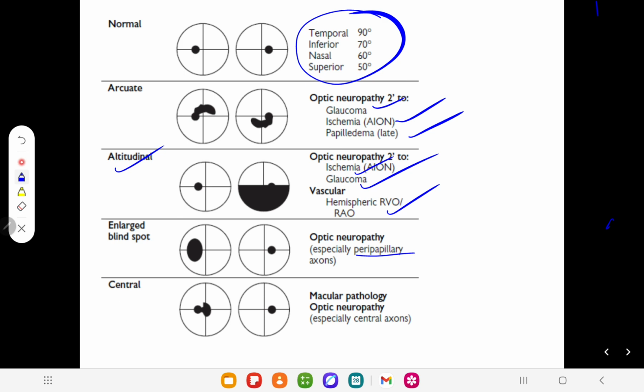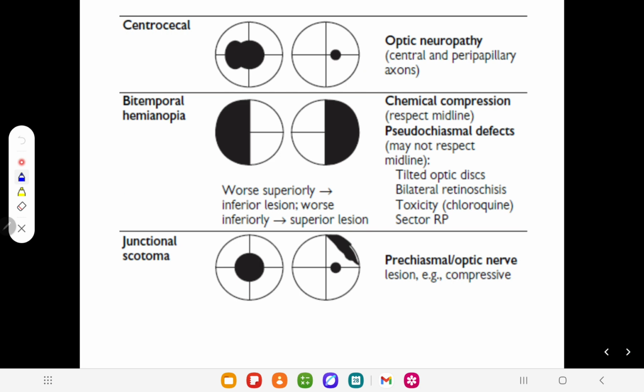Central scotoma is definitely with macular pathology or optic neuropathy. Central scotoma is there. Okay, sometimes it's called centrocecal. And centrocecal, in this case, see, the center and the blind spot are joined. Okay, centrocecal is common with optic neuropathy, so it's very common.